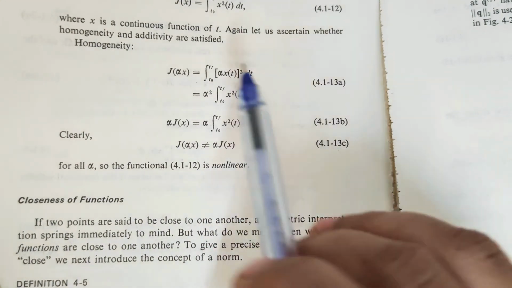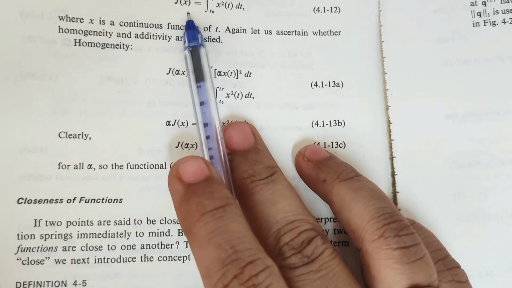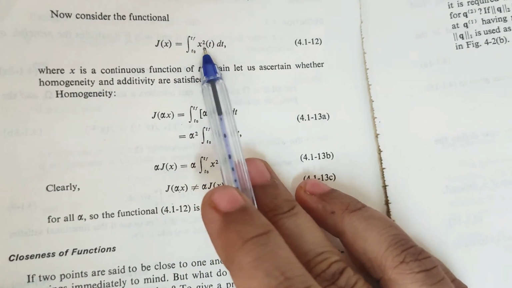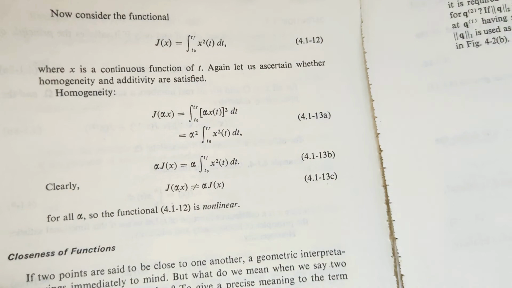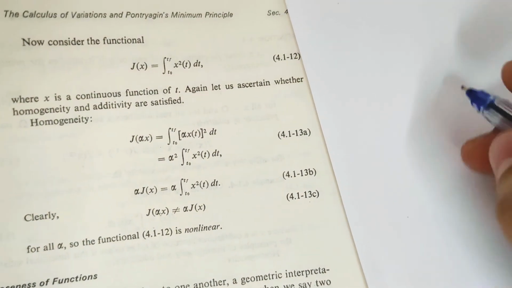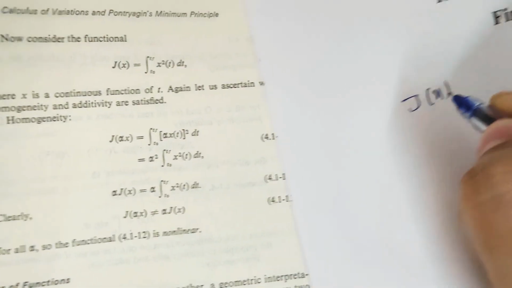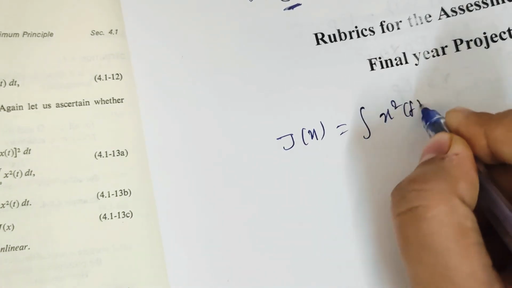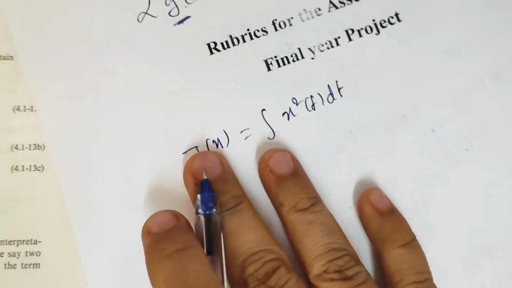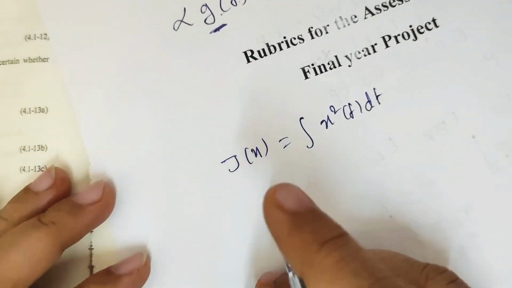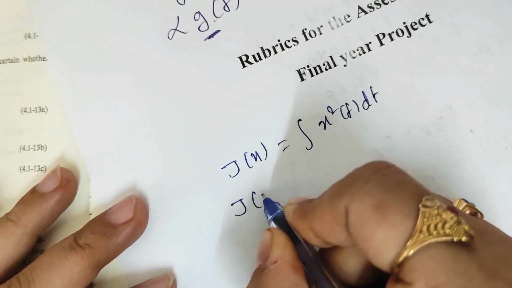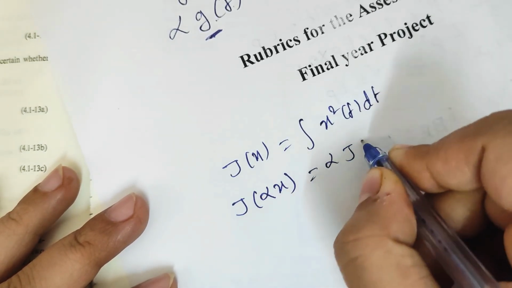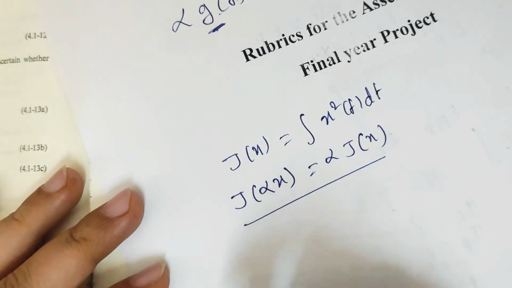So next consider the functional j of x equal to integration from t naught to tf of x square of t dt. Here they have given integration of x square of t dt. So apply here the principle of homogeneity. What is our principle of homogeneity? J of alpha x equal to alpha into j of x. This is our principle, right?